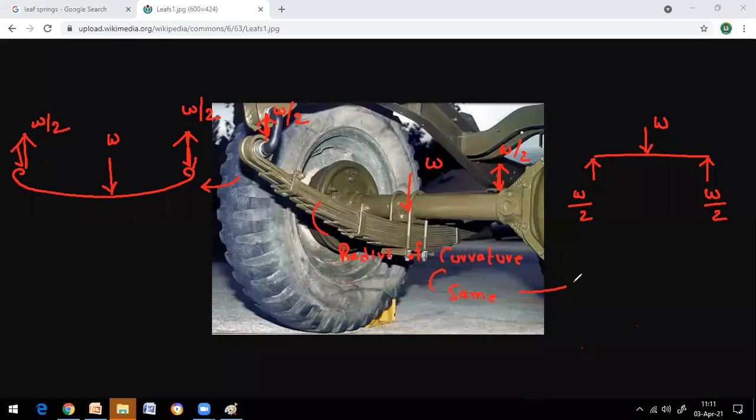The plate will be bend uniformly and the contact will be continue at the ends only. This contact ippudu miss avadu anamata. Why? When each plate will have the same radius of curvature when it is subjected to load, so the contact between these plates will remain same. Okay, contact will remain same. So this is how the leaf springs will behave.